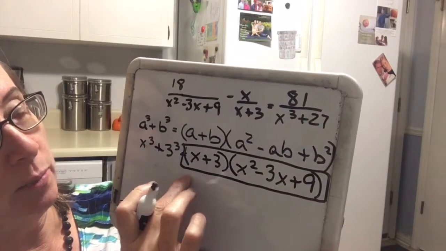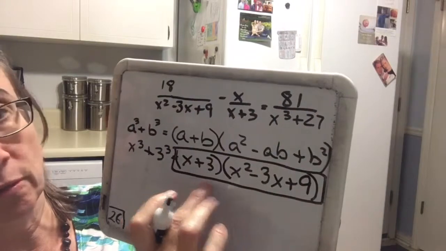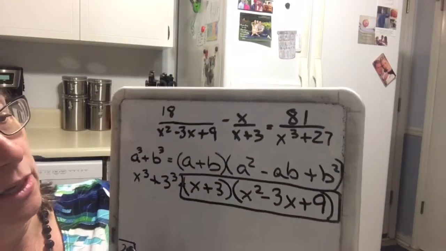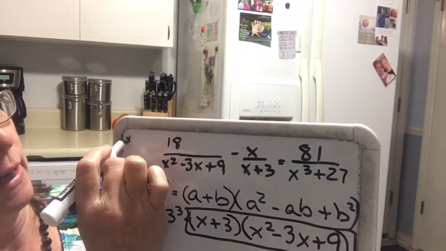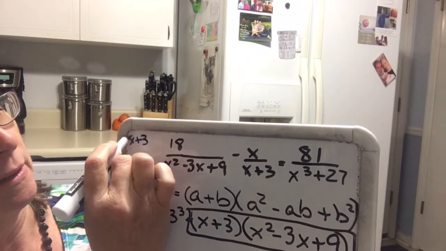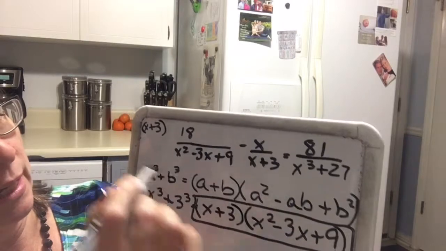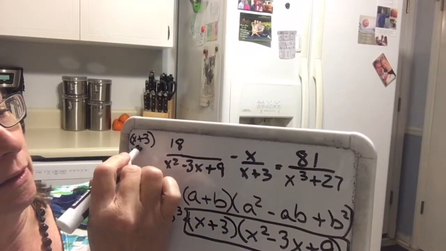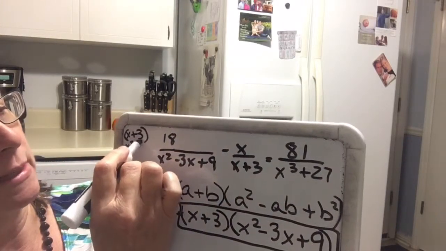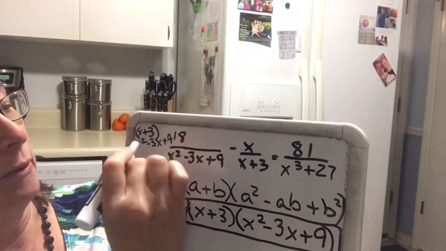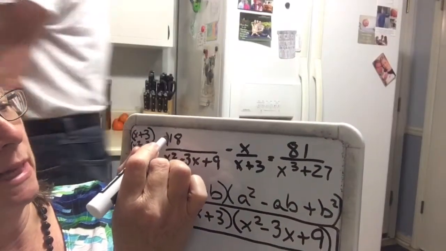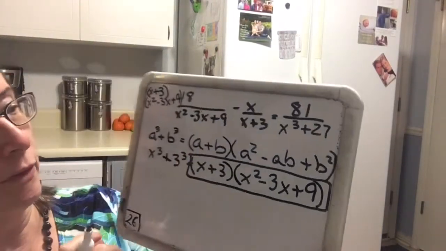So now we're going to multiply everything all the way across by this LCD. So what I'm going to do here is I'm going to write my x plus 3, and I'm going to write my x squared minus 3x plus 9 right below it. Okay, because everything is going to be one or the other of those factors.